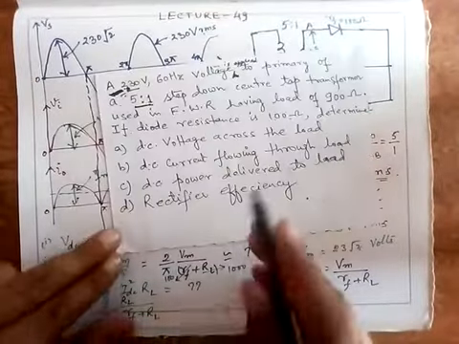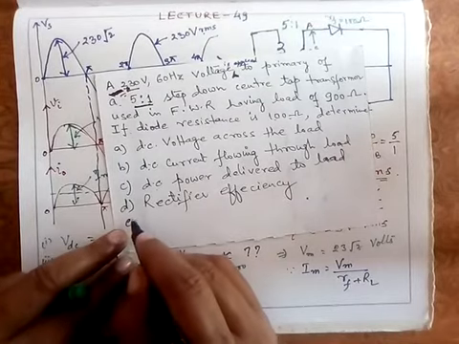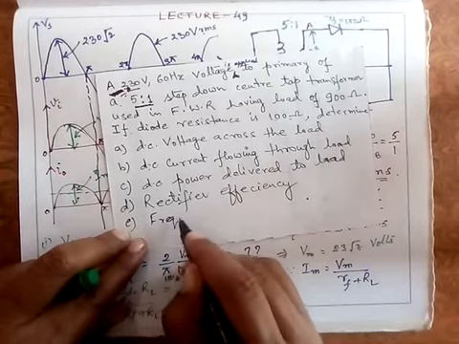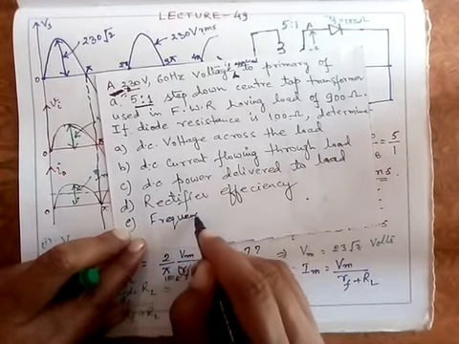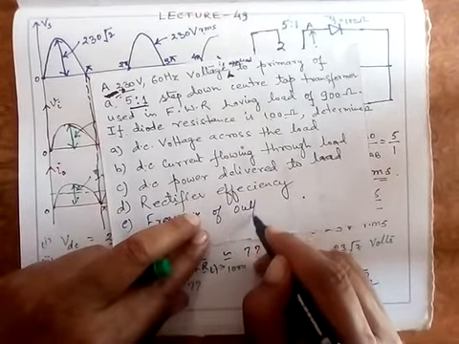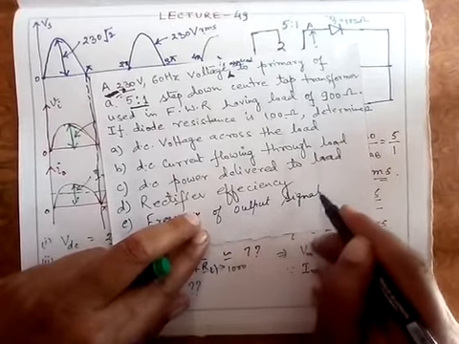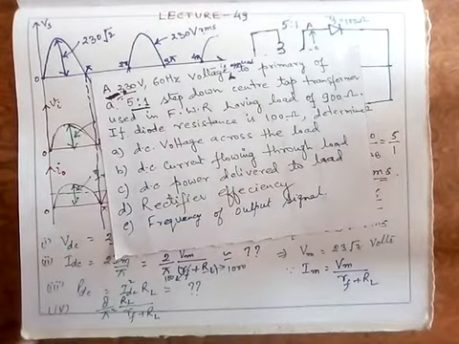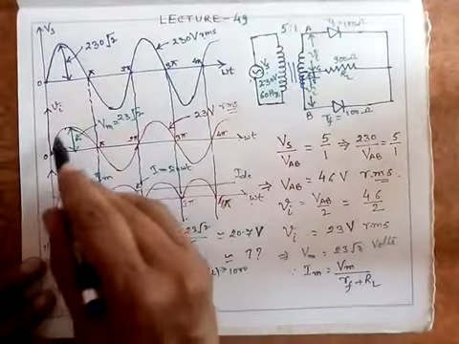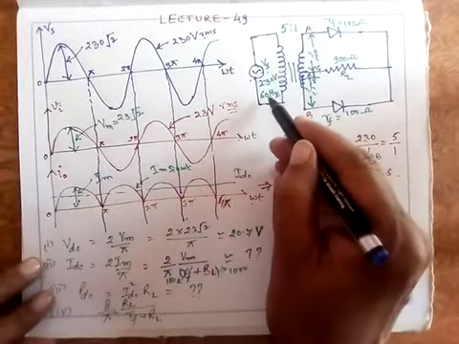One more part I want to add in this problem, that is the E part: determine the frequency of the output wave, the frequency of the output signal or the rectified output. This is what you have to find. Now see, the frequency of the input signal, which is given to you, is 60 Hertz.